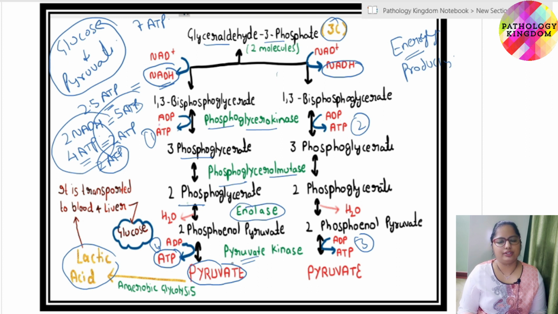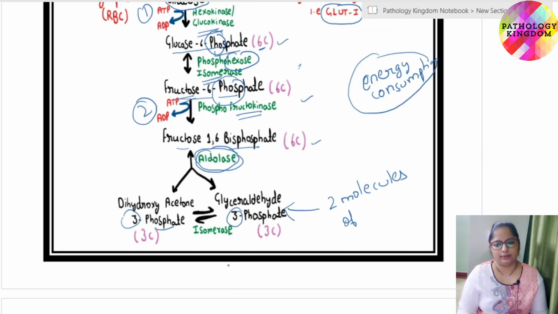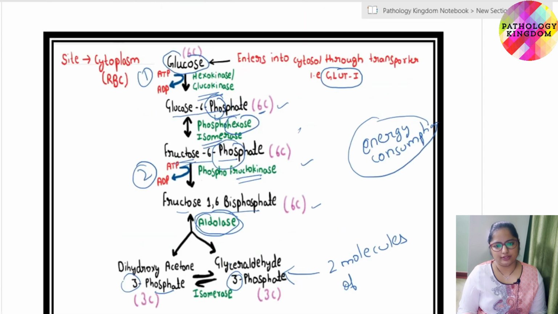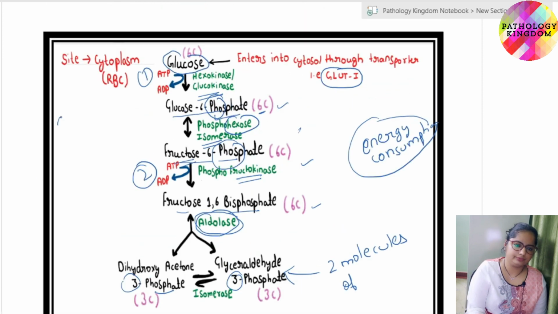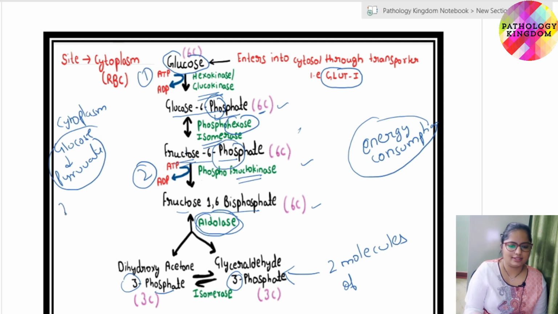This is all about the glycolytic pathway. So the glycolytic pathway takes place in the cytoplasm, and this is the pathway in which glucose is converted into pyruvate, and there is net gain of 7 ATP. There are two phases: energy consumption and energy producing.